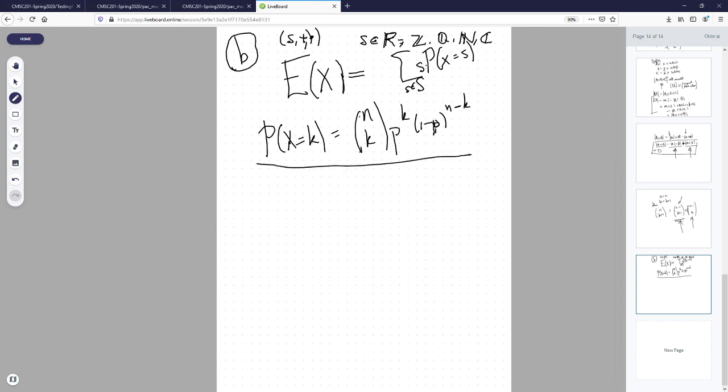Okay. So this is the definition of the binomial distribution. So now what we're going to do is sum from k equals 0 to infinity.